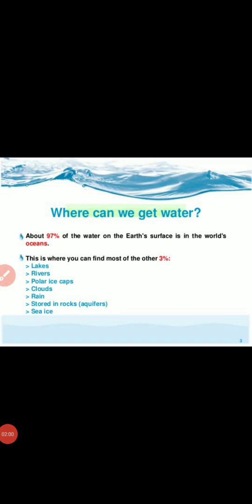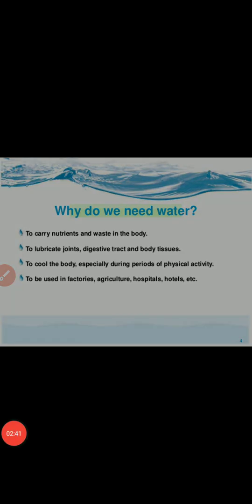Then our next important question is, where can we get water? About 97% of the water on the earth's surface is in the world's oceans. That means we have a huge amount of water inside the ocean. We find the other 3% in lakes, rivers, polar ice caps, clouds, rain, stored in rocks, that is aquifers, and sea ice.